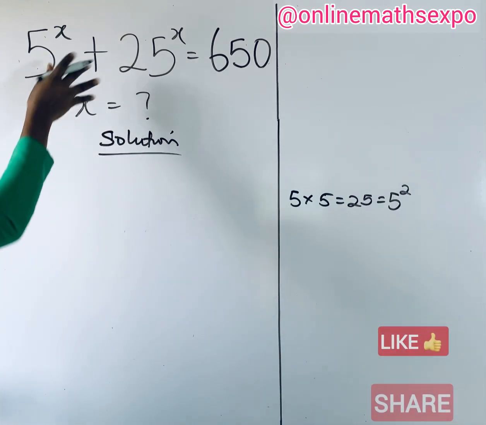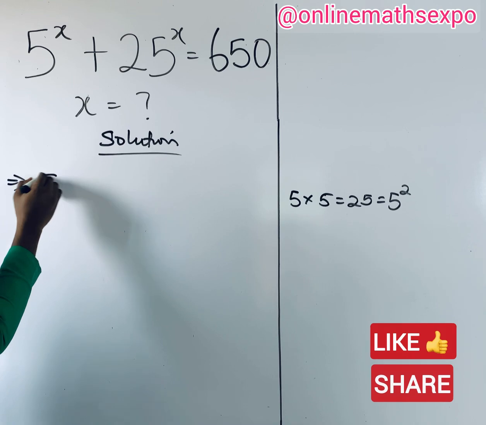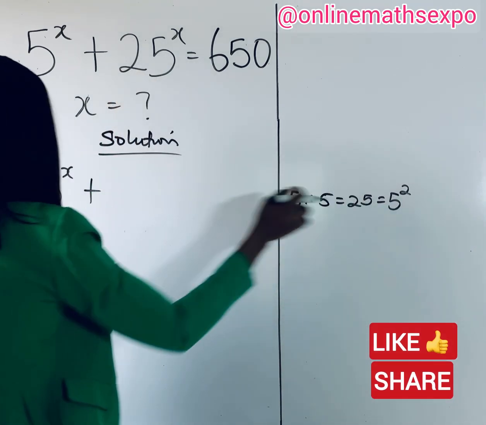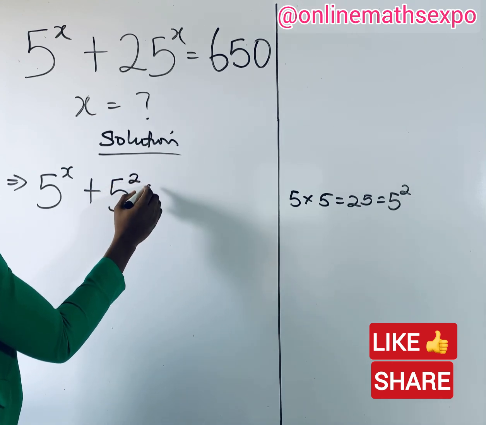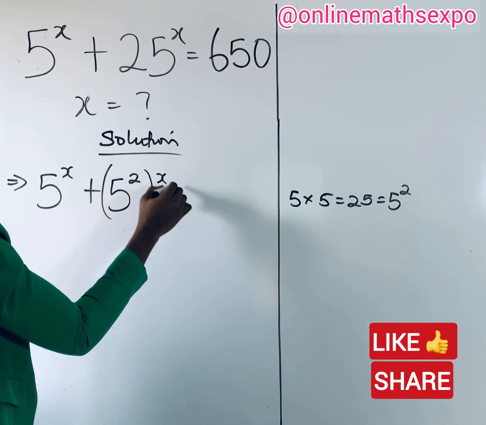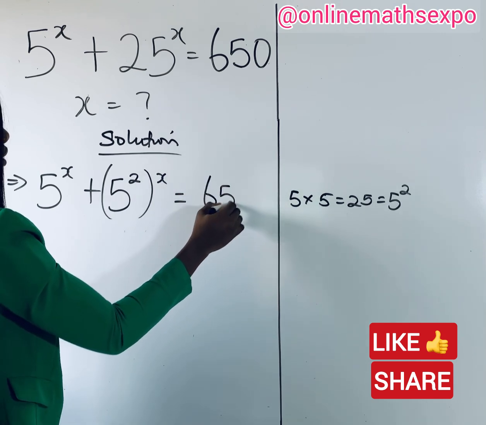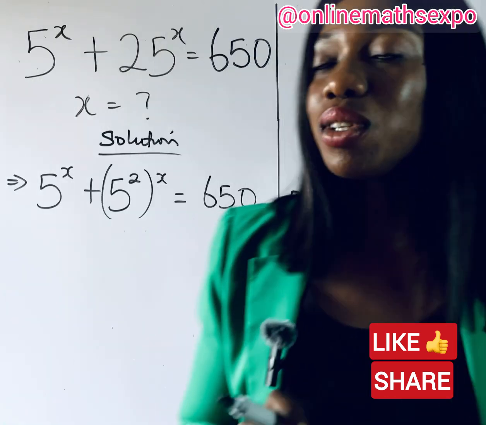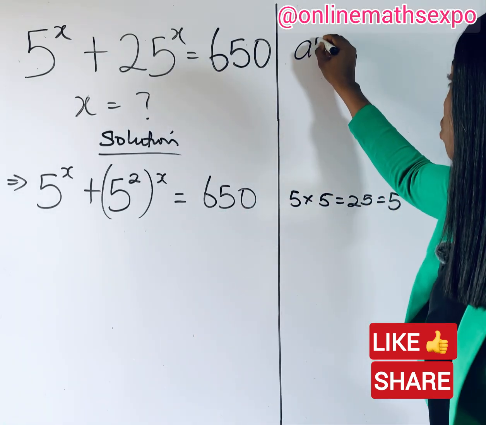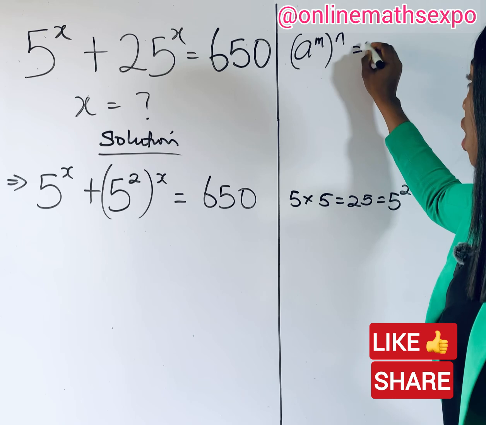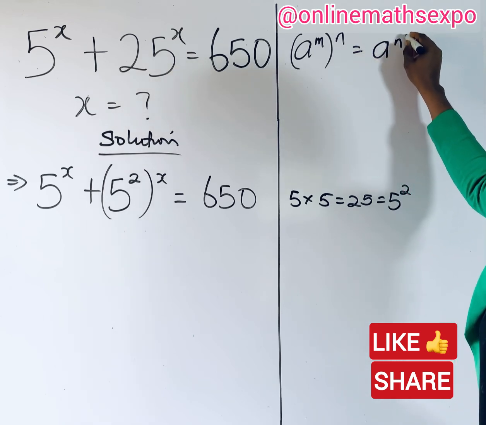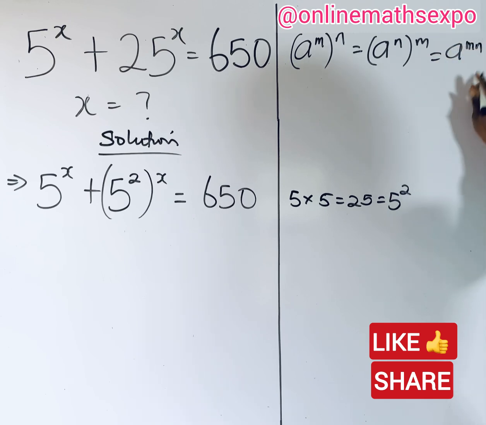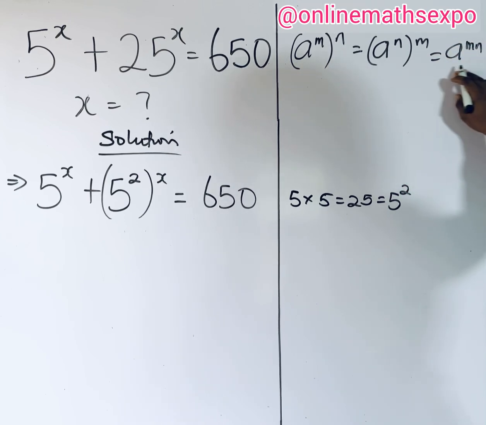Did you see? So solving this, we are going to now have 5 to the power of x plus this 25, which is the same as 5 raised to the power of 2, and it is raised to the power of x, is equal to 650. Now what do you do again? Remember this rule of exponent, which says that if you have a to the power of m raised to the power of n, it is the same as a to the power of n raised to the power of m, which is also a to the power of mn. So these are the same, okay?